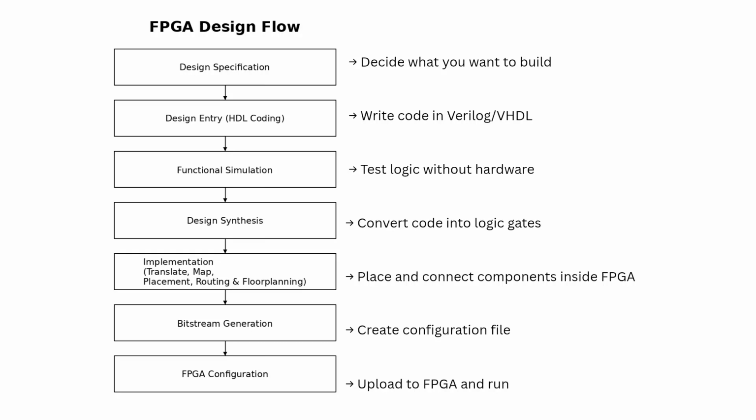In the next step, implementation, our components are placed on FPGA and the connection is decided between them, like how inputs are connected to each other. Next step, bitstream generation, a configuration bitstream file is generated. This is basically a binary file. And next, the file is uploaded on FPGA and an FPGA board is ready.